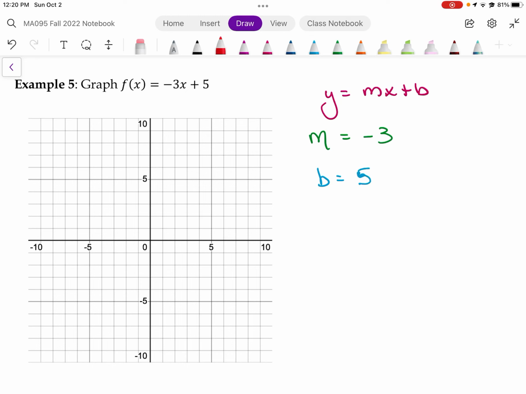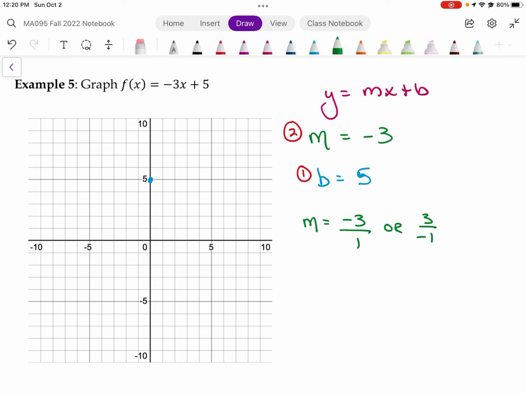Again, start with this one, plot the point, and then do the slope. The point is 5, 1, 2, 3, 4, 5 right there. The slope is -3, so this thing should go down that way, right? Make sure you think about that first before you do anything else. So m is -3, which means -3 over 1, or 3 over -1. Either one, it's the same.